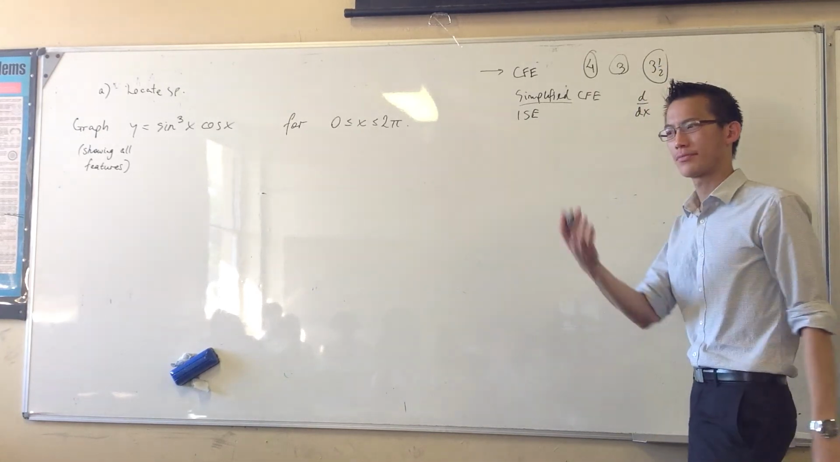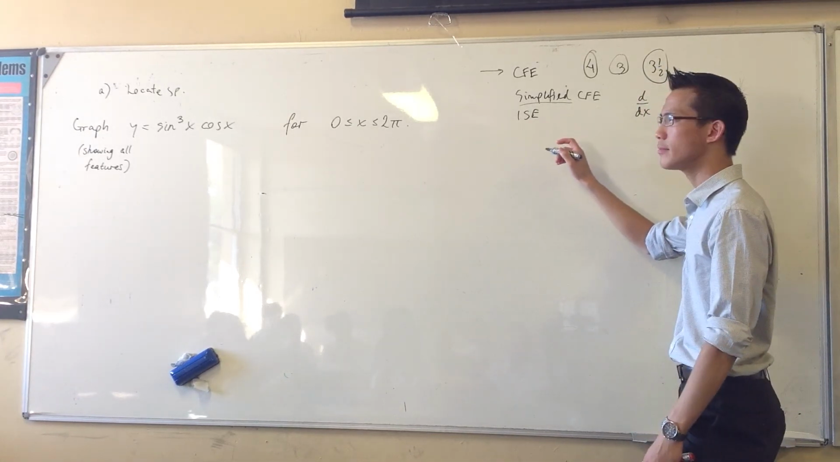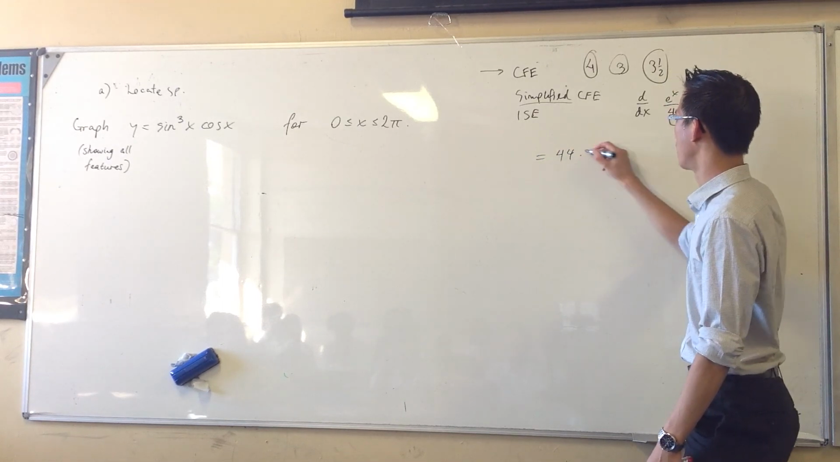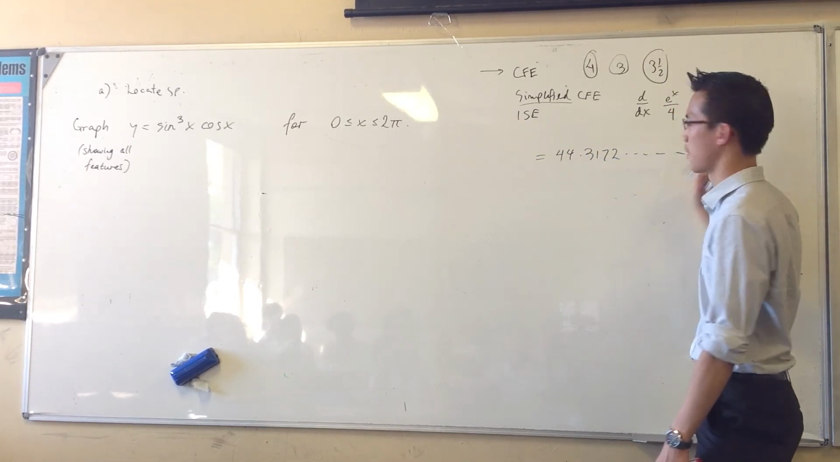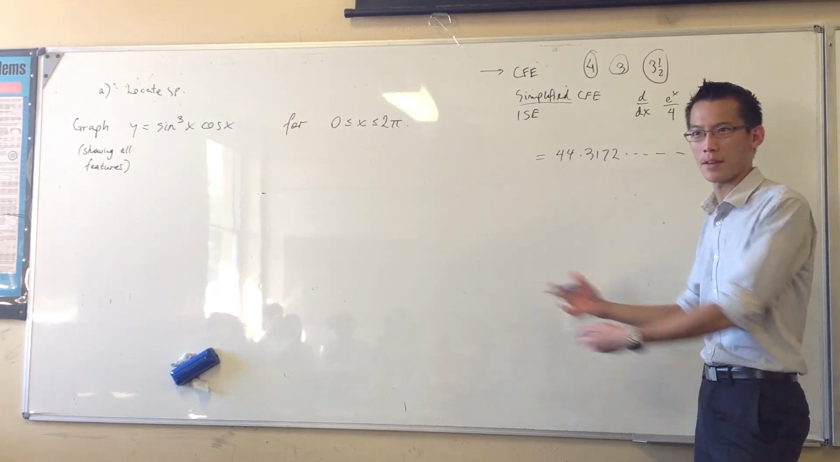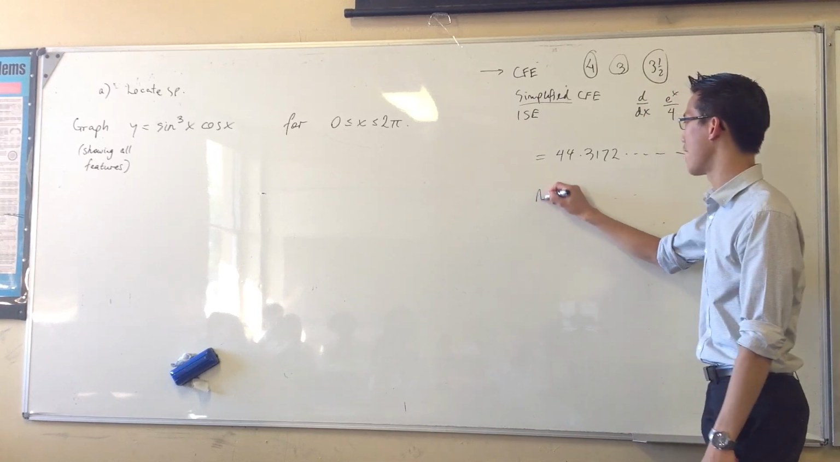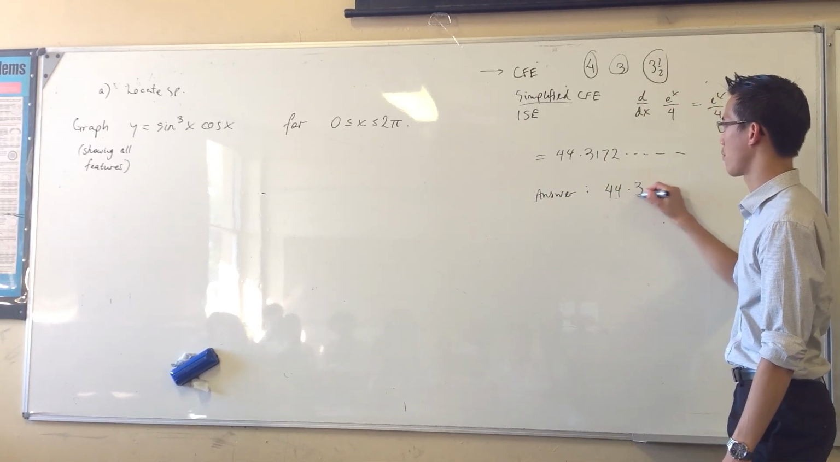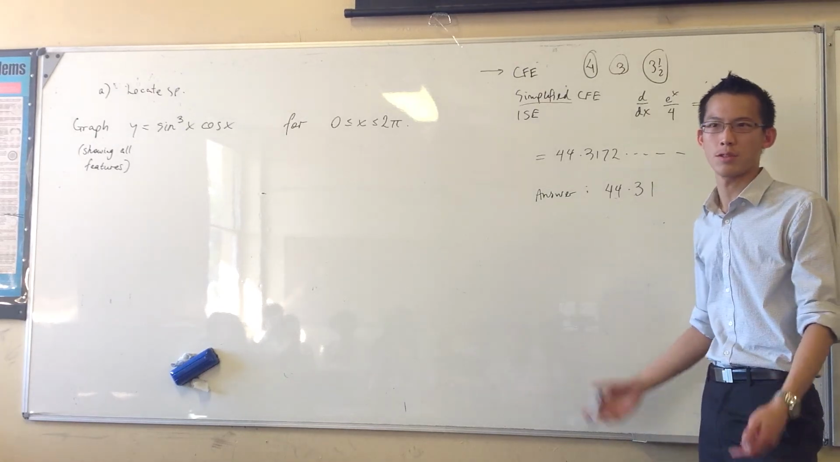The classic one is where, let me think, suppose you get to something like 44.3172, and so on. And the question was, just approximate it, give me an approximate answer. And your answer ends up being something like 44.31, okay? And you give it to 2 decimal places, okay?